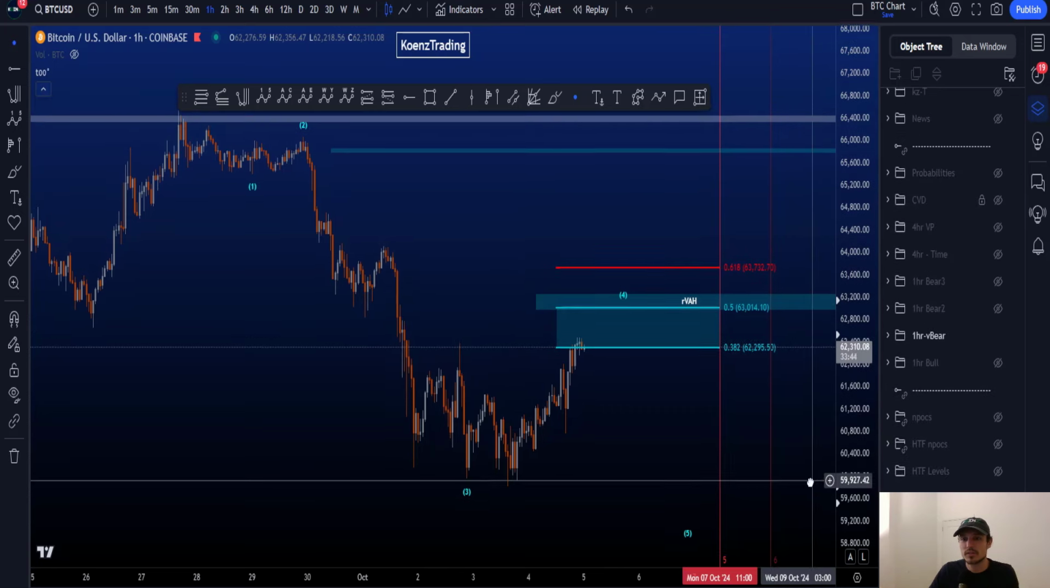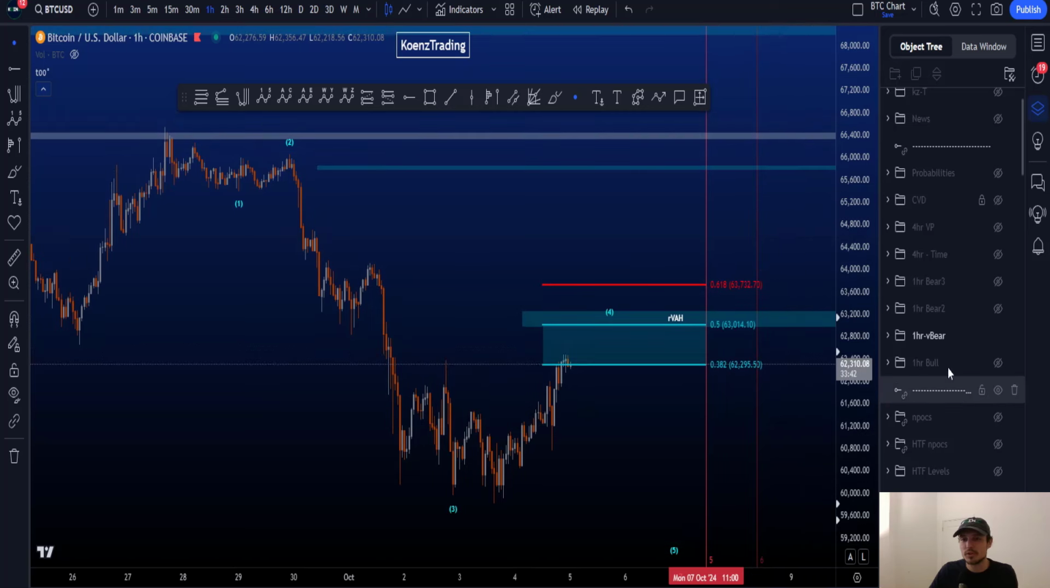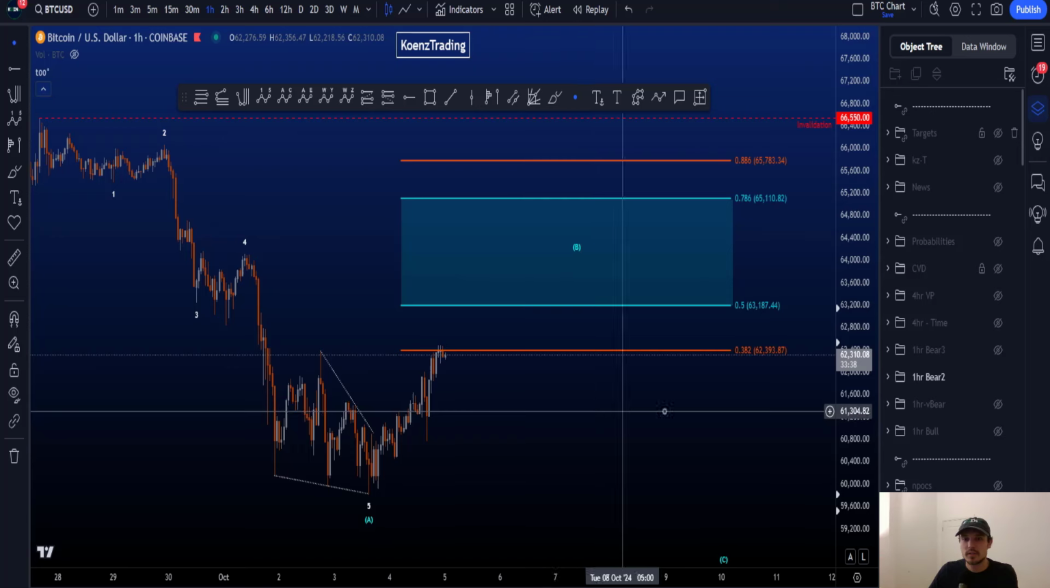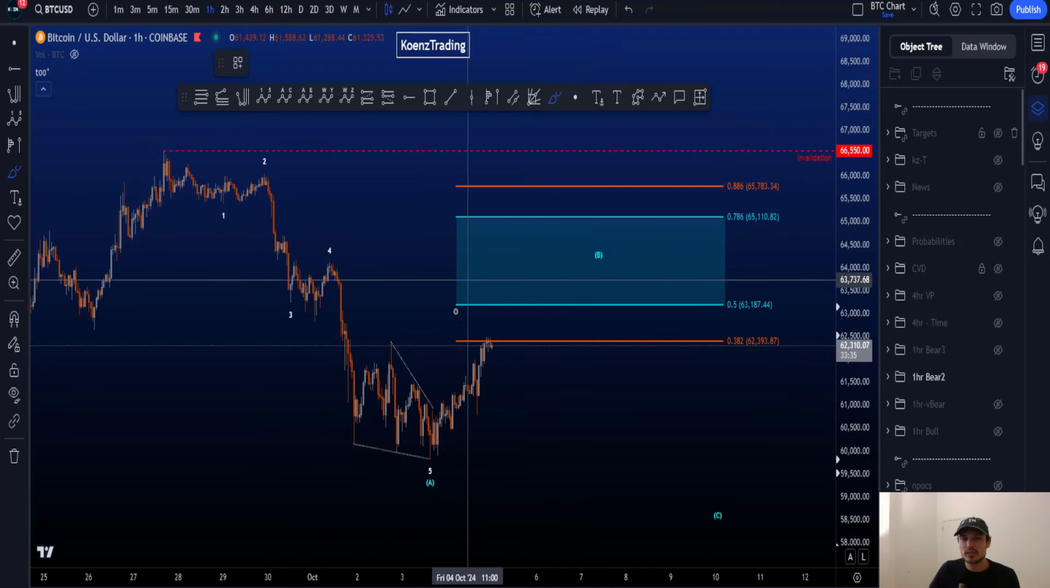And this is the first out of 3 that I quickly want to show you, because the second one is a finished move to the downside. Now this one has a lower probability though, and I will explain why.